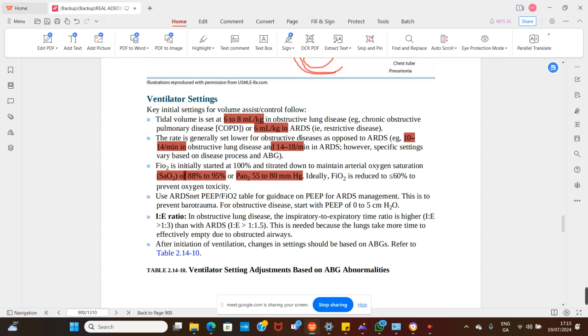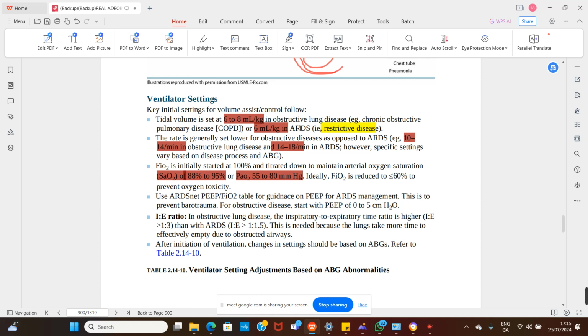People with ARDS or any restrictive disease cannot expand to fill with air because of the low compliance. So it means that you need to increase the respiratory rate to get the ventilation done. You don't need to increase the volume. If you increase the volume, you can rupture them. So just keep the volume low and increase the respiratory rate.